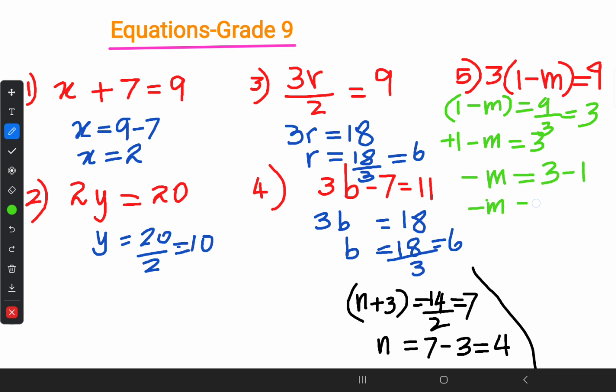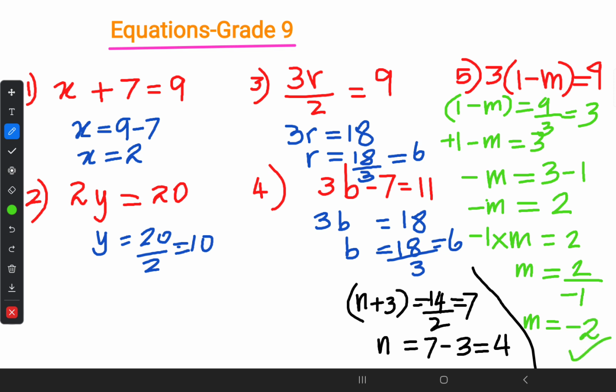Negative m equals 2. Negative m means negative 1 multiplied with m equals 2. So m should be equal to 2 divided by negative 1. m is equal to negative 2. This would be the final answer.